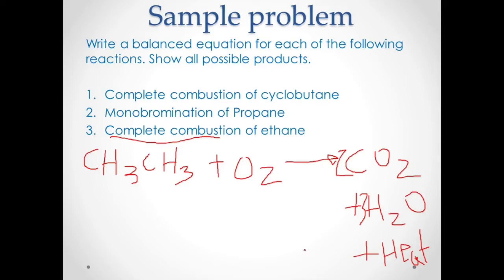Total oxygen: 2 times 2, that is 4, plus 3 times 1, that would be 3. So there are actually 7 oxygen on the product side, but there are only 2 oxygen on the reactant side. So how do you make it a 7? You write 7 over 2, which is 3.5. So 3.5 times 2 becomes 7.